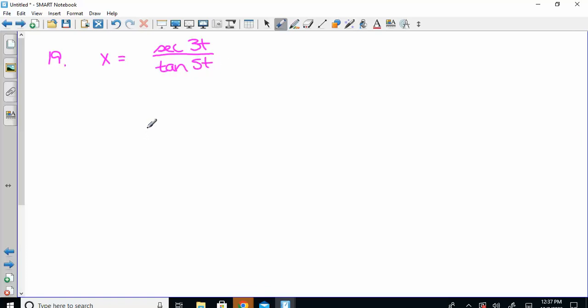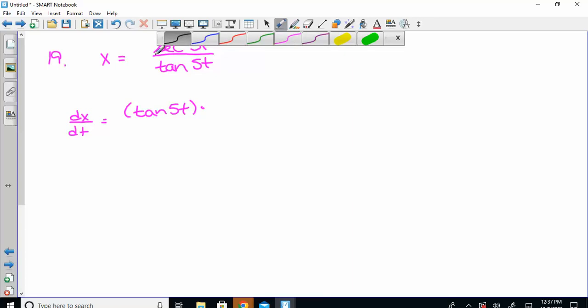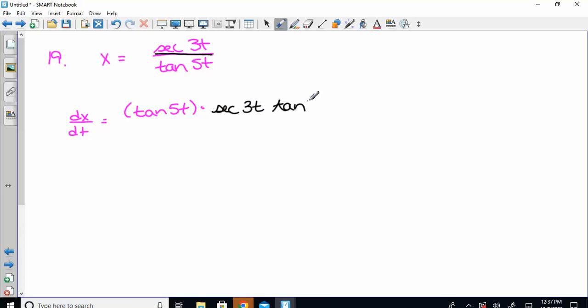Okay. So I have two things that are divided. So if we're dividing, we have to do the quotient rule. So that is low, the bottom one, so tangent 5t, times derivative of the top. Okay, so this top, what is the derivative of secant? Okay, when you do that, the inside stays the same. So it's secant 3t, tangent 3t. But then we have to do chain rule. So times derivative of the inside. What's the derivative of 3t? 3.